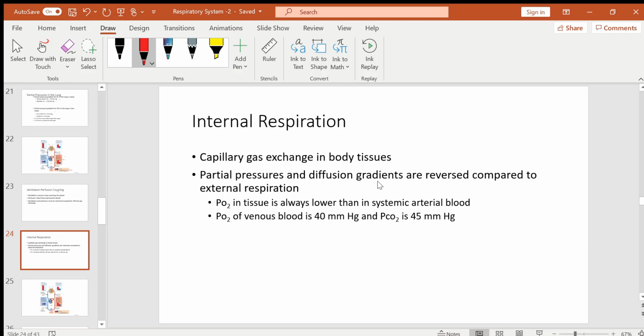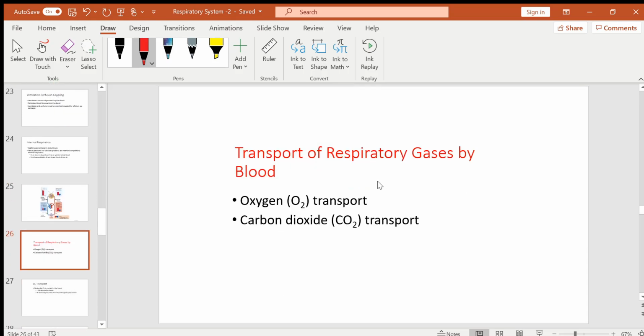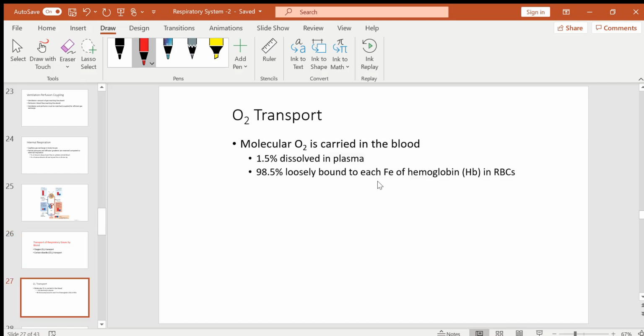Transport of the gases. Oxygen is transported mostly by hemoglobin, by binding with the hemoglobin. 98.5% of the volume of oxygen is transported by the hemoglobin. Only 1.5% gets dissolved in the plasma. Plasma is the liquid part of the blood. So in that liquid, 1.5% volume of oxygen is dissolved and transported. So mostly it is by the hemoglobin in red blood cells.